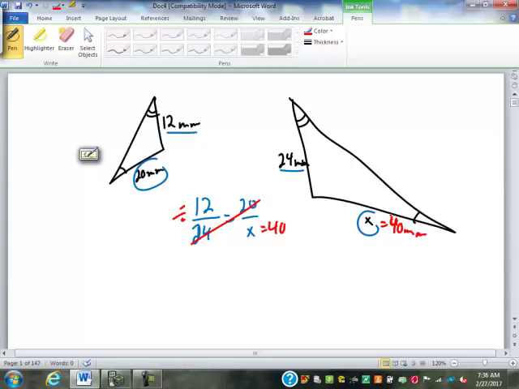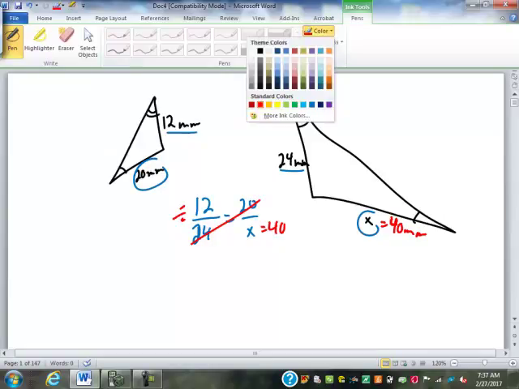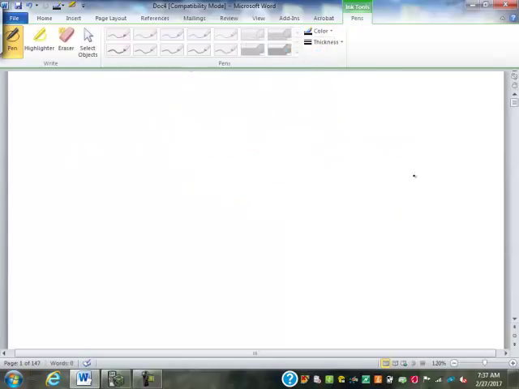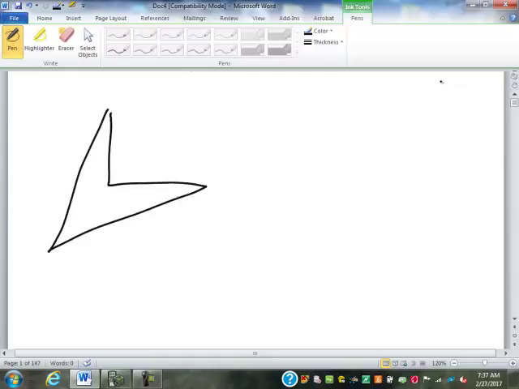With triangles, to know that one was a reduction or an enlargement, we had to know that the angles were all the same. In fact, in triangles, we only need to know that two of the angles are the same, because the third one had to be the same. With figures that have more than three sides, it's not quite as simple. I can have figures that have the same angles that are not similar, or figures that have the same sides that are not similar.